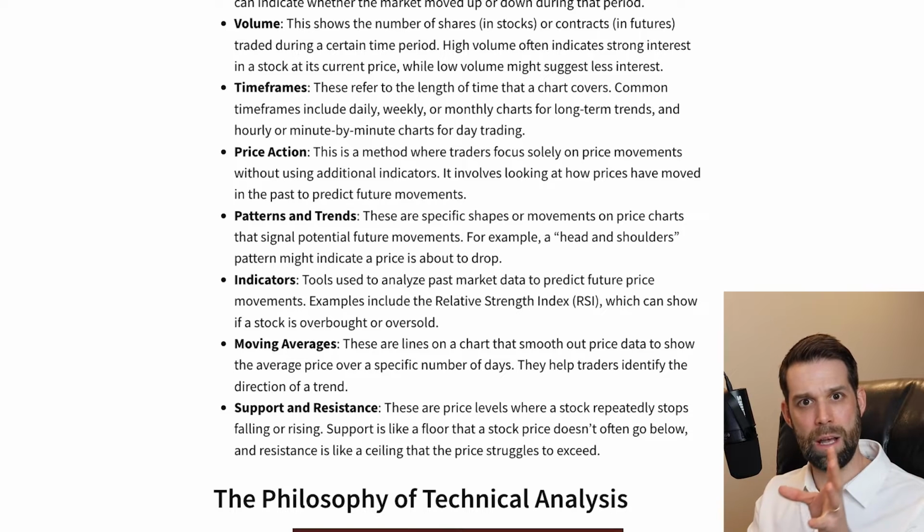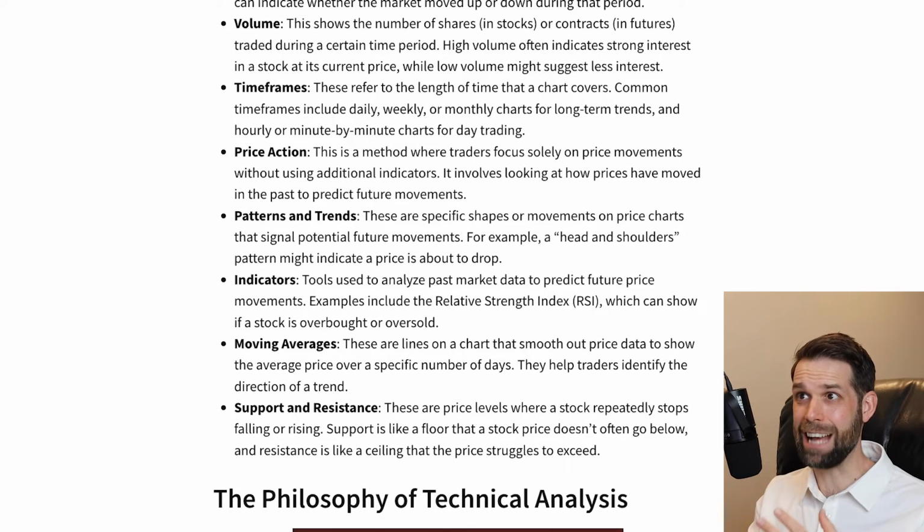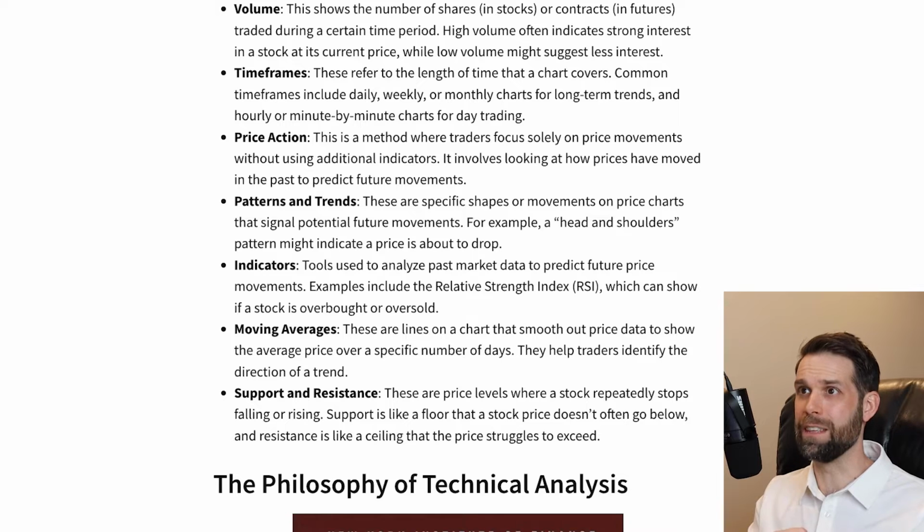You can look at stocks through the lens of a daily chart, a 5-minute chart, or a longer time frame. Price action. We're going to talk about price action more in this video. That's the method where you're solely focusing on the movement of the prices of the stock, and then you're predicting future movements based on what the stock is doing and some past trends. Pattern trends are really important. We're going to be studying trend lines and various indicators that will help us predict what the stock or the asset might be doing.